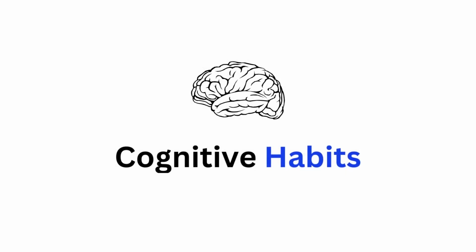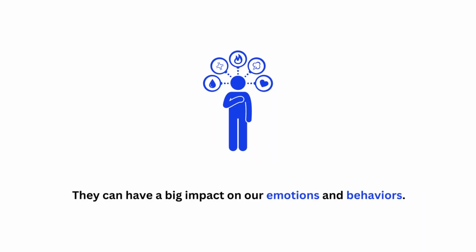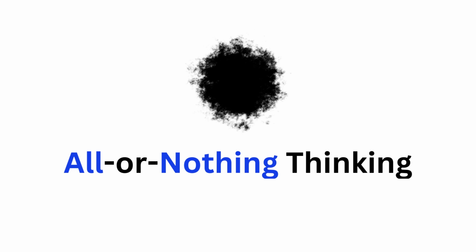Hi, and welcome to this video on cognitive habits. Cognitive habits are the ways in which we think and process information, and they can have a big impact on our emotions and behaviors. Today we're going to talk about all or nothing thinking, which is a common cognitive habit that can lead to negative thought patterns and negative emotions.